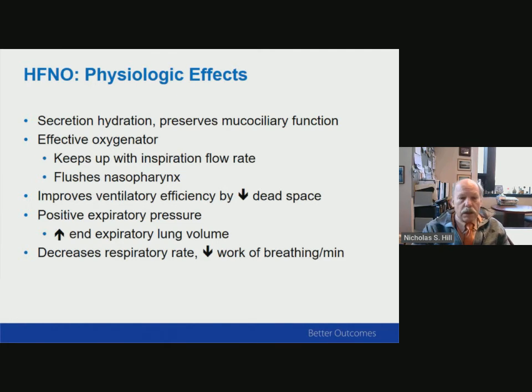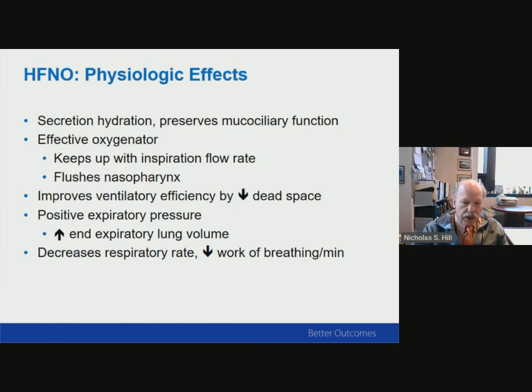Also, during expiration, rather than fill the nasopharynx with the just exhaled gas containing CO2, during exhalation, high flow flushes out at least part of the nasopharynx and enriches the oxygen and removes CO2 from the first part of the inhaled breath, thereby reducing dead space and improving ventilatory efficiency. There's also a positive expiratory pressure with high flow.